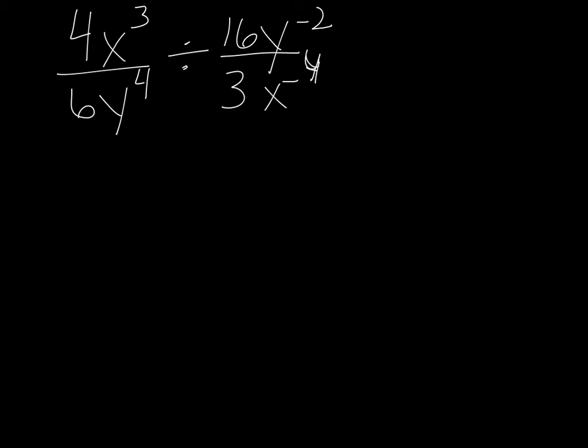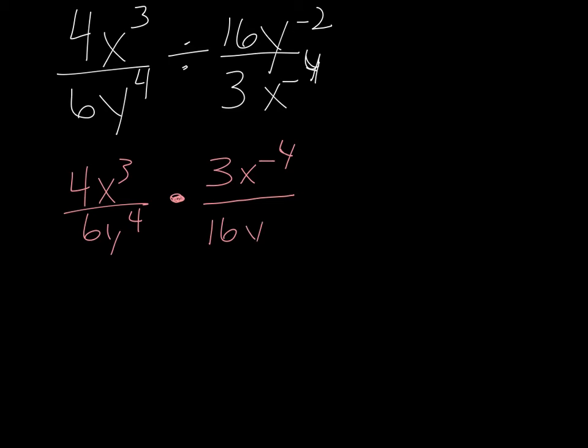And last, division. When I'm dividing by a fraction, it's the same thing as multiplying by the reciprocal. So when I multiply by the reciprocal, I change this to multiplication and I flip the whole thing. Everything that's on bottom is now on top, and everything that's on top is now on bottom. However, you have to get rid of these negative exponents. The negative exponent is just with the x and y, not with this 3 and 16.